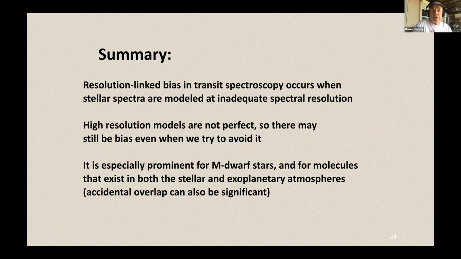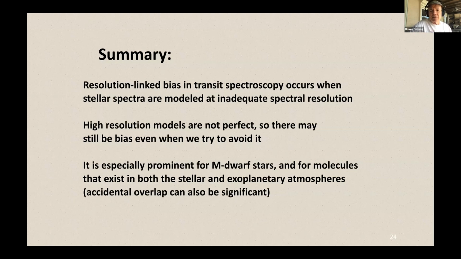But if you're observing a molecule that is in the planetary atmosphere but is not in the star, there can still be accidental overlap between the planetary spectral lines and the stellar spectral lines. If it's the same molecule in both the star and the planet, then if you don't account for it properly, you will see less absorption than is really there. If it's an accidental overlap, it could go in either direction depending on how the planetary lines coincide with the stellar lines. You could get absorption that seems to be stronger than it is, or seems to be weaker than it is.